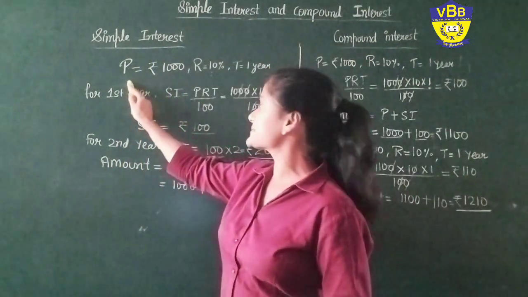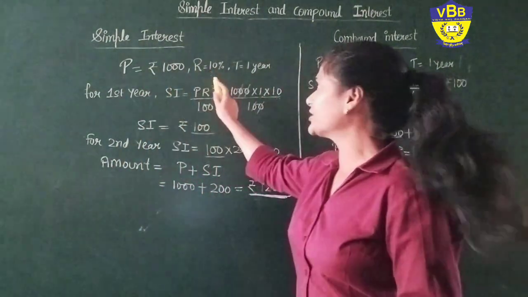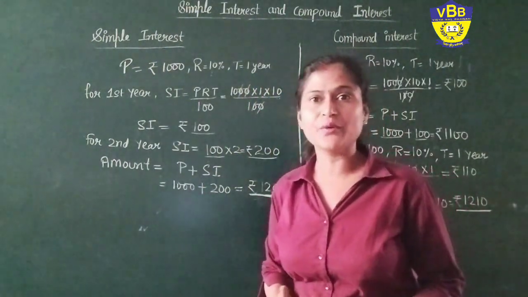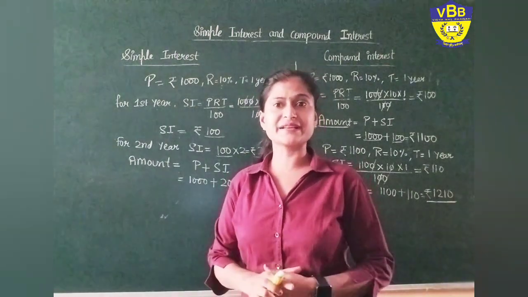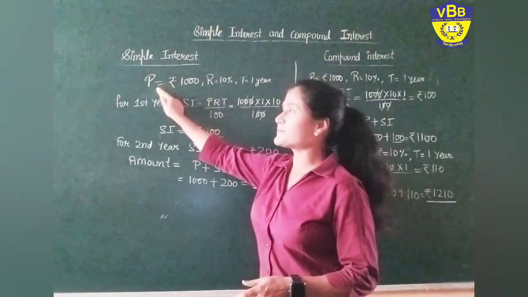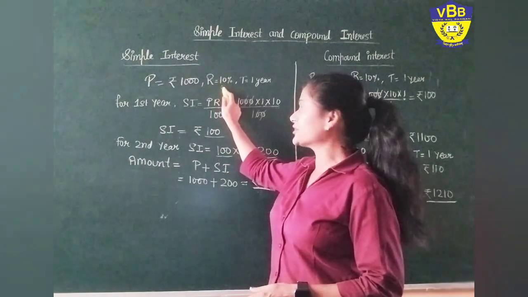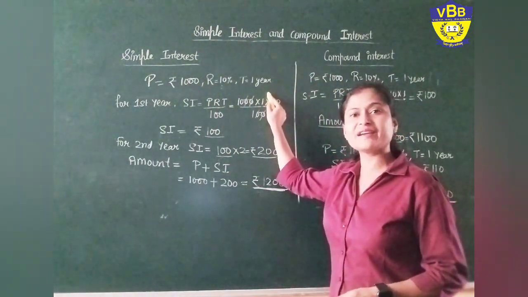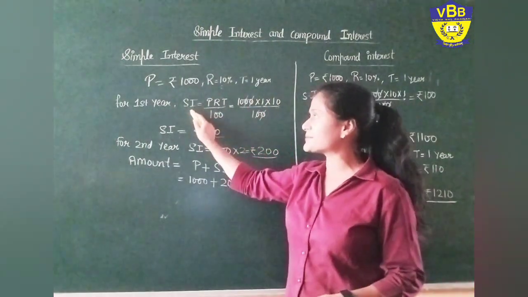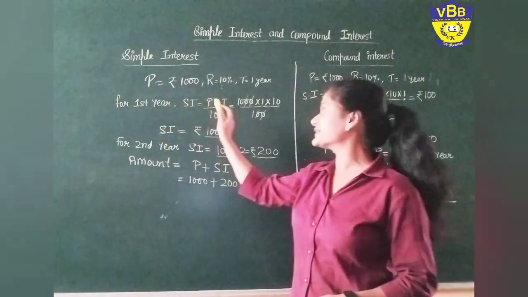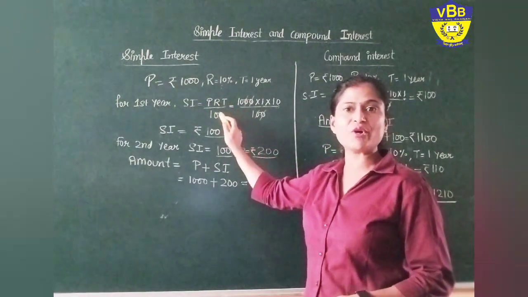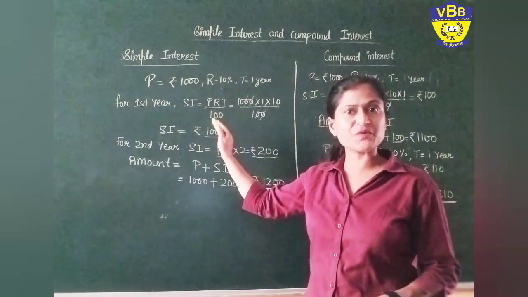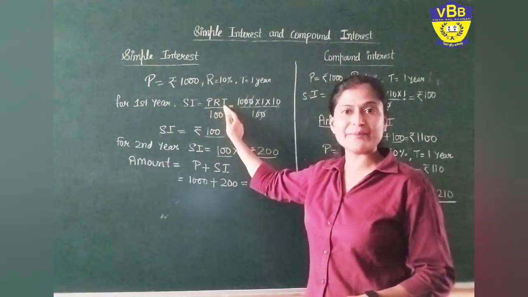Now, we are taking principal as 1000 rupees. Rate of interest, let us take 10%, and time period is 1 year. Here we take simple interest. What will be the simple interest for 1 year? That is P into R into T upon 100, where P is your principal, R stands for rate and T stands for time period.